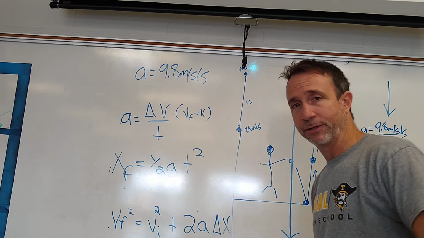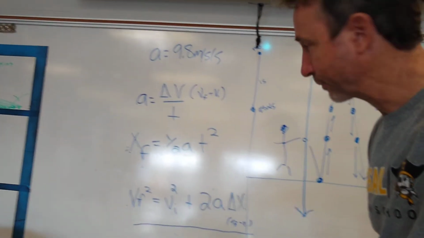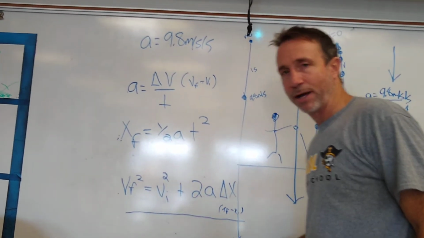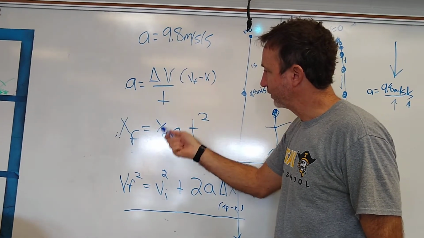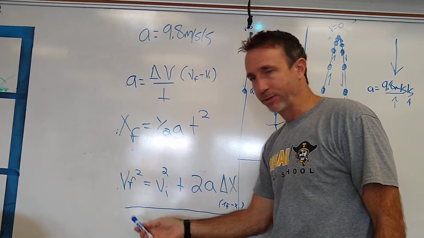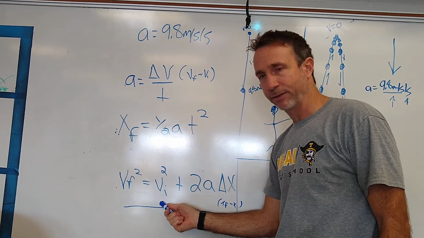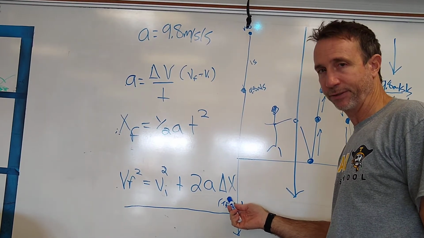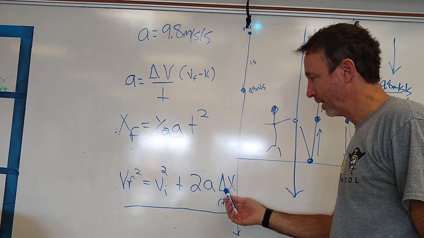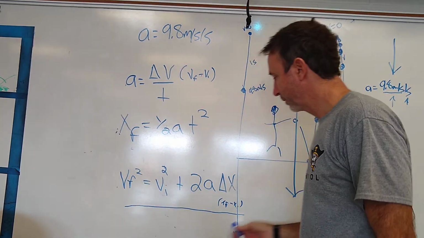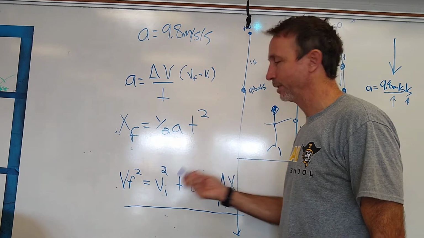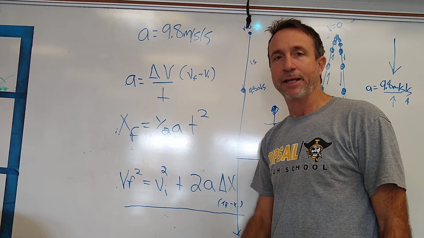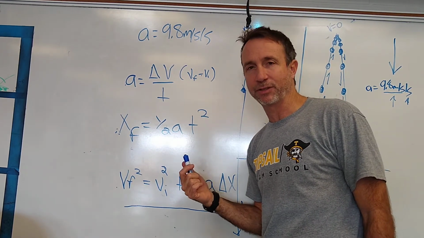And then down here at the bottom, you may end up with a problem where you can combine these two into one formula, which is vf squared equals vi squared plus 2a delta x, or in other words, the change in distance, or how far you've gone. So this formula is really these two formulas combined. Okay? Let's go outside and let's bounce a tennis ball.